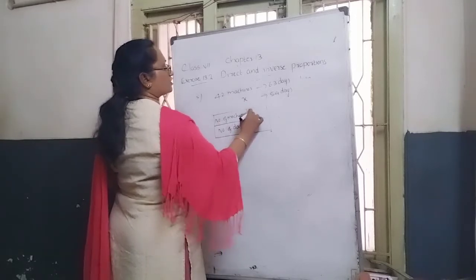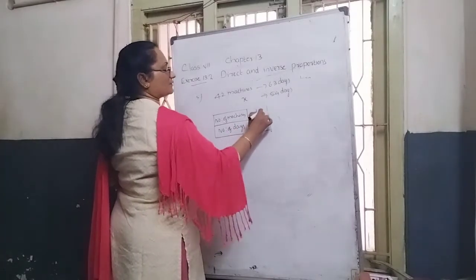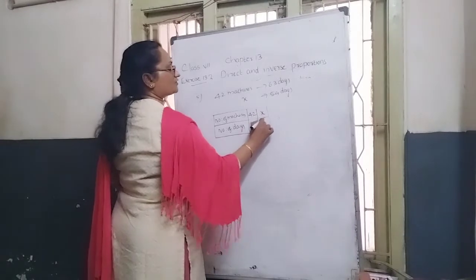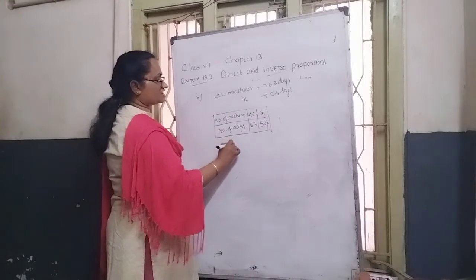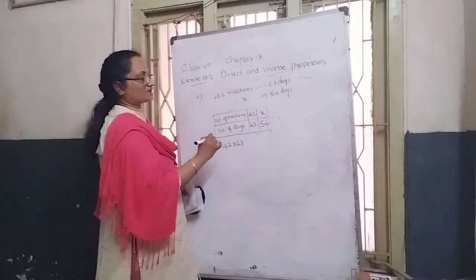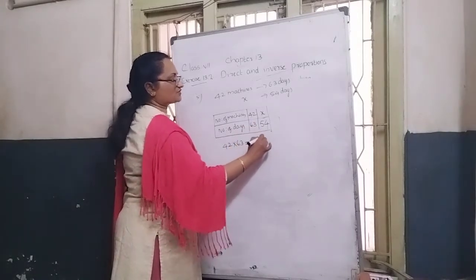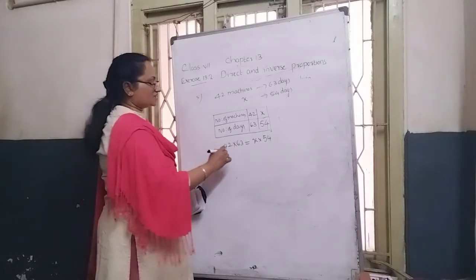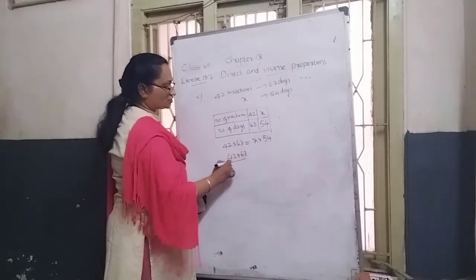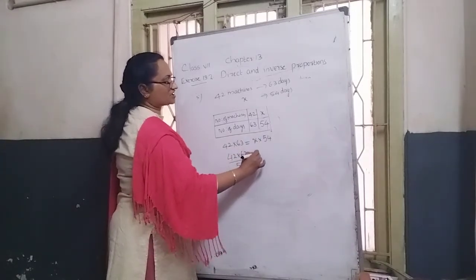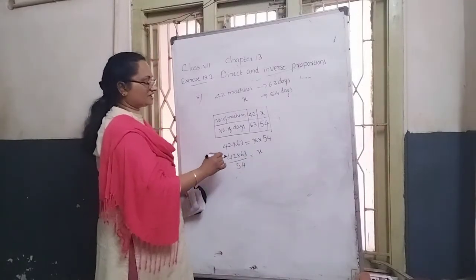Now in the first case the number of machines is 42. At that time it takes how many days? 63. In the next case the number of machines we don't know, but the number of days is given as 54. We need to find the number of machines. 42 machines means it will take 63 days of work. That is equal to the number of machines X, and the number of days is 54. We want to find the X value. The same process: 42 into 63, then 54 brought to the opposite side comes to be the denominator, and we find X.